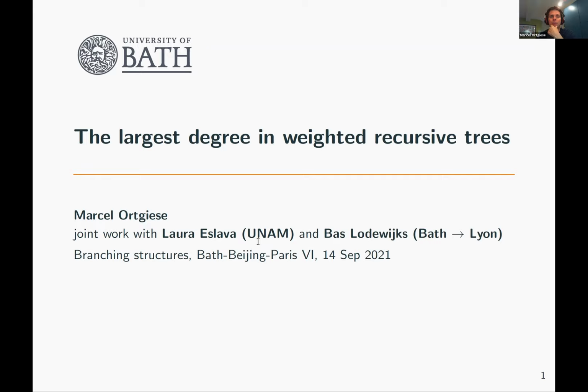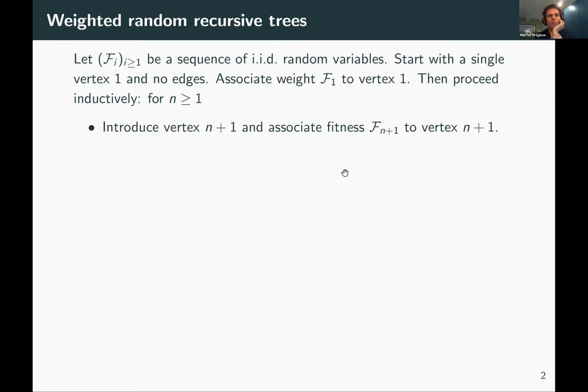So what's the main object that we're interested in? We're interested in a variation of random recursive trees. What we do is we take an IID sequence of weights or fitness values F_i, and we're going to build a grown random graph out of that. In fact, we're going to build a random grown tree for the purposes of this talk, but that doesn't make too much of a difference. How do we do that? We start with a single vertex, one, which doesn't have any edges, and we associate weight F_1 to it.